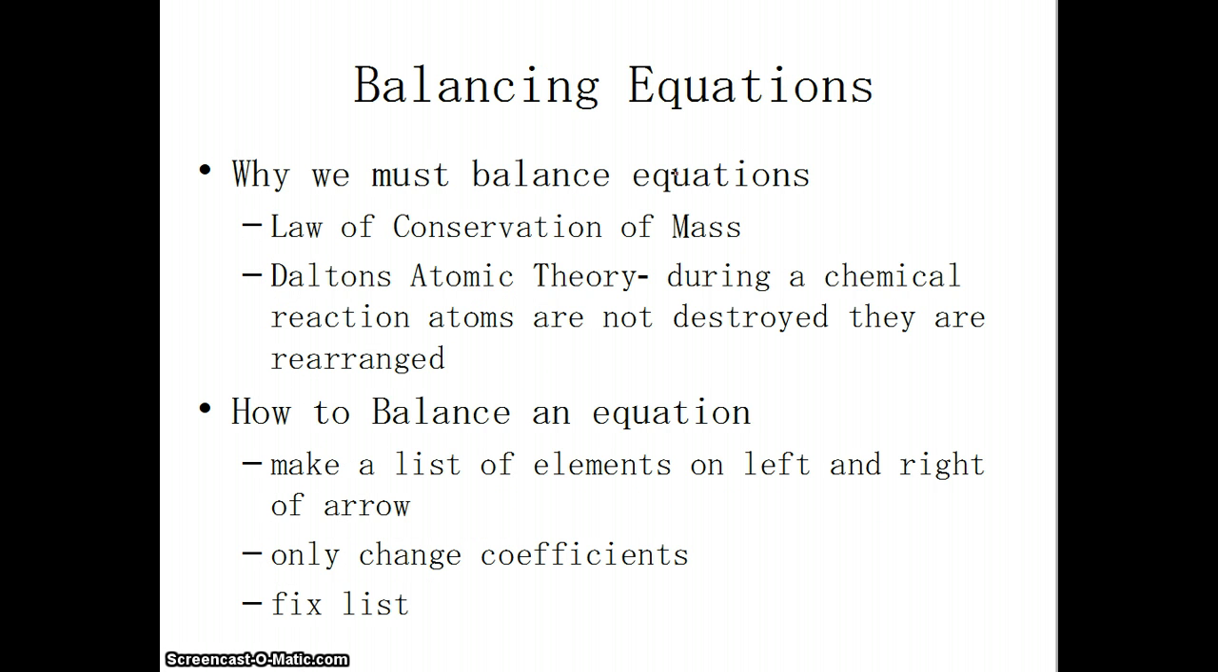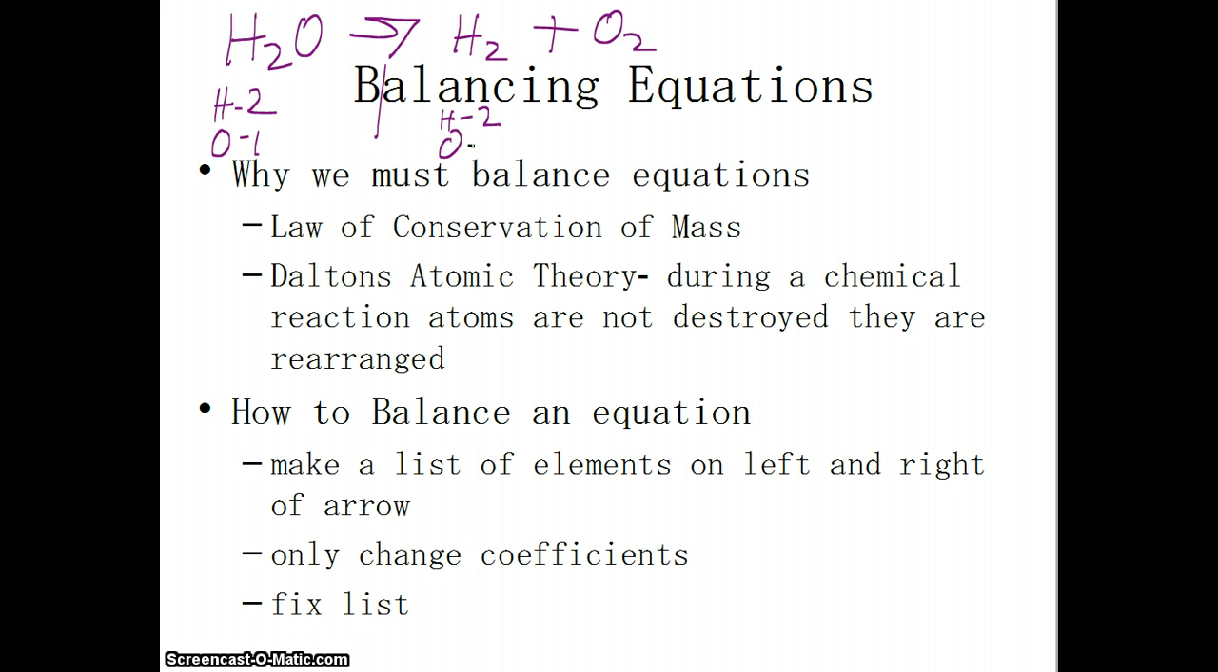Now, we need to balance equations, and we balance equations due to the law of conservation of mass. If we think about an equation, H2O, or water, can be broken down into hydrogen gas and oxygen gas. But if we add up the number of elements here, we see we have 2 hydrogens and 1 oxygen. But on this side of the equation, we have 2 hydrogens once again, which is okay, but we have 2 oxygens. Our oxygens here are not balanced.